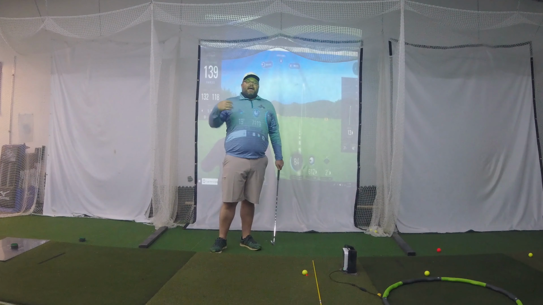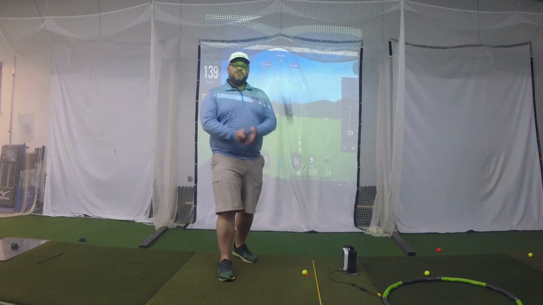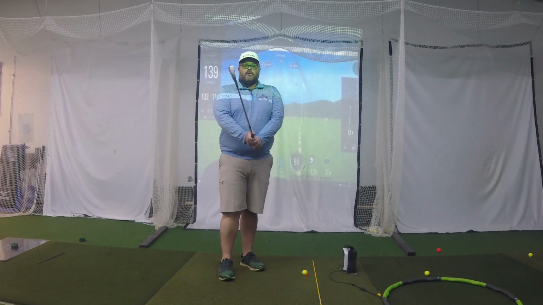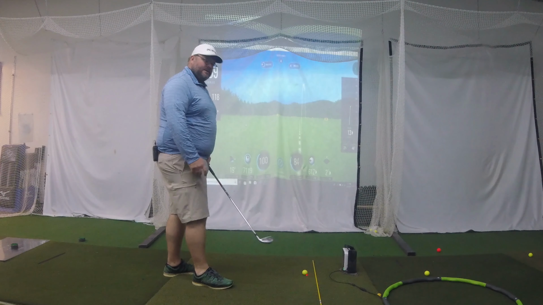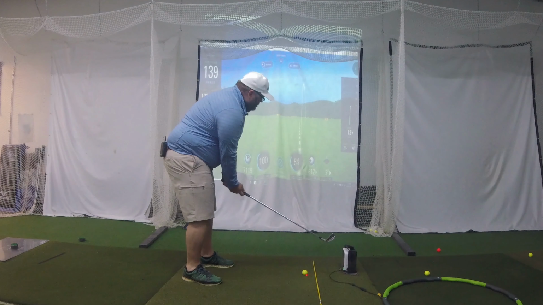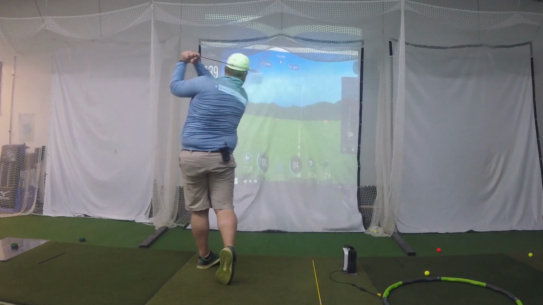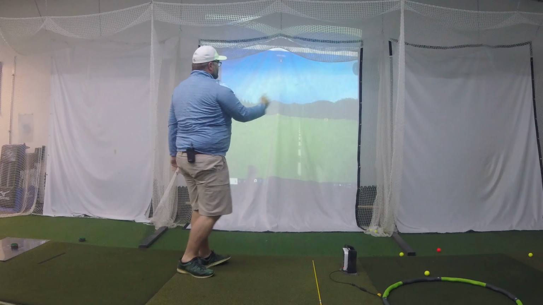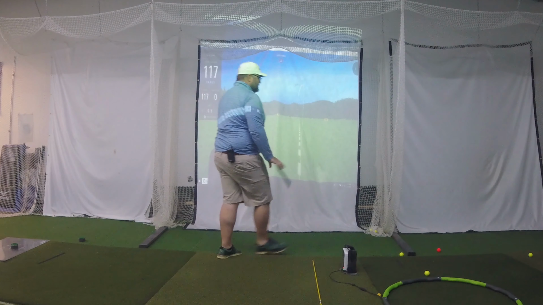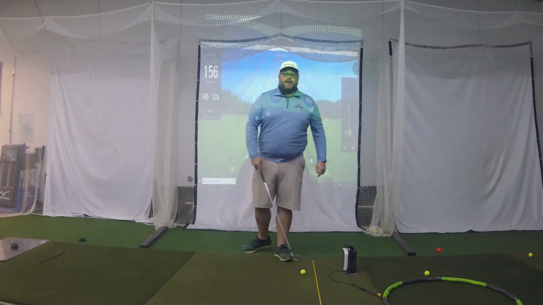So if I actually want to hit a draw, one of the best ways to hit a draw is actually to have what feels like a weaker grip. Get that club that won't want to shut on you, so that way it will start off to the right. So if I weaken my grip up a little bit, ball's definitely starting right, and you're gonna see it working its way back to the left, okay? Again, I think a lot of people go to the opposite side.